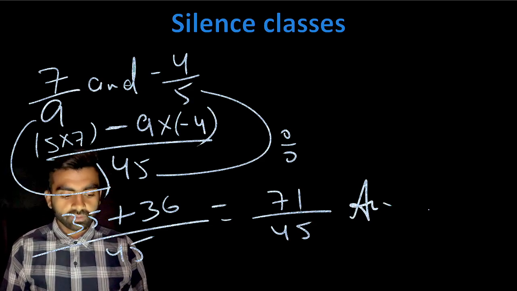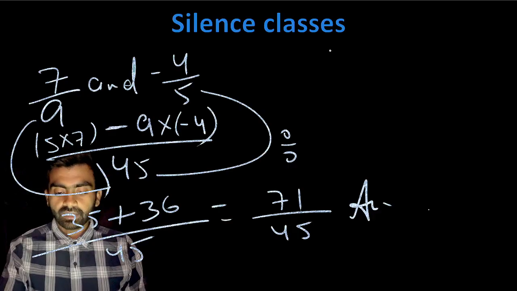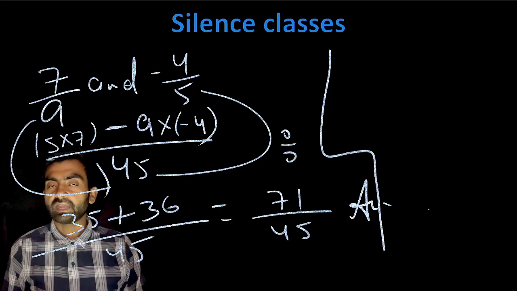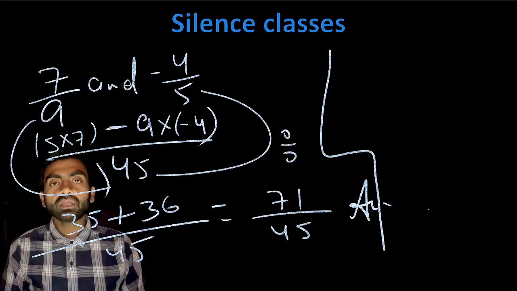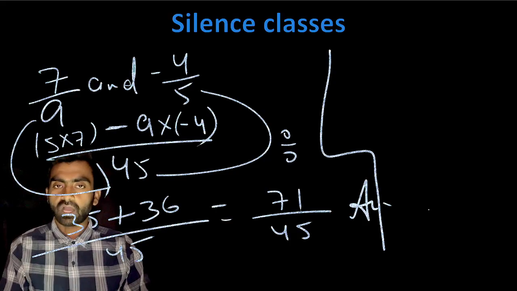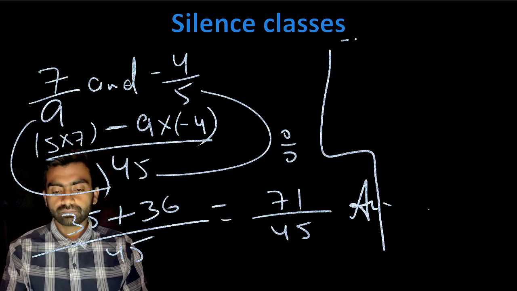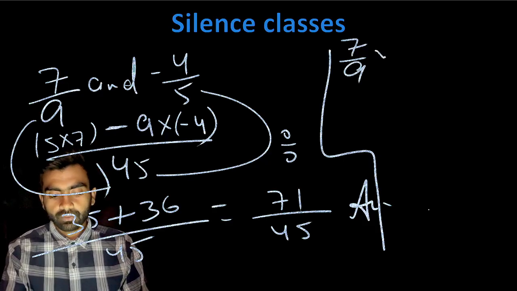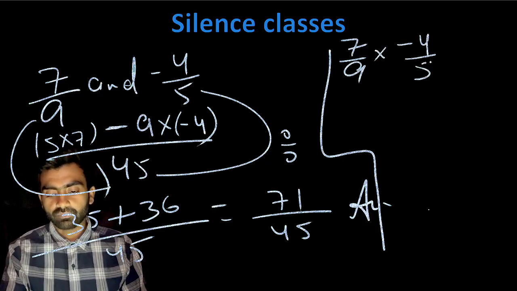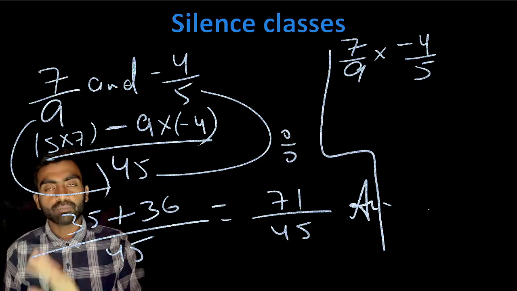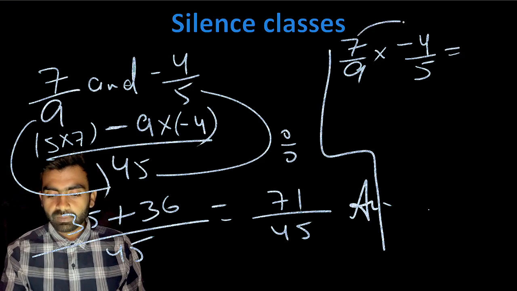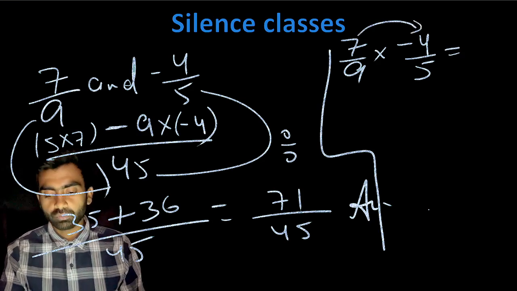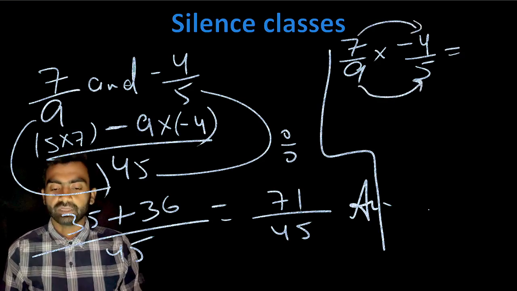Now if the question is asking addition or subtraction, we have to find out the LCM first of all. But in multiplication and division, we don't have to find out the LCM. How? I'm explaining to you. 7 upon 9 is given, multiplied by minus 4 upon 5, means we will remove the sign and put the multiplication sign. You have to multiply numerator by the numerator and denominator by the denominator.